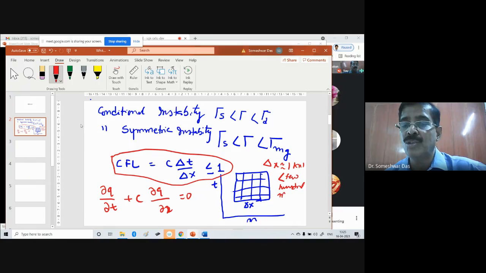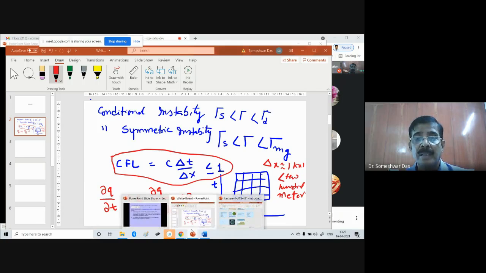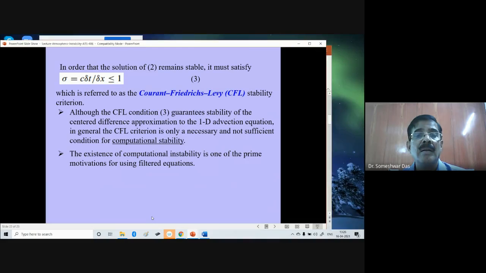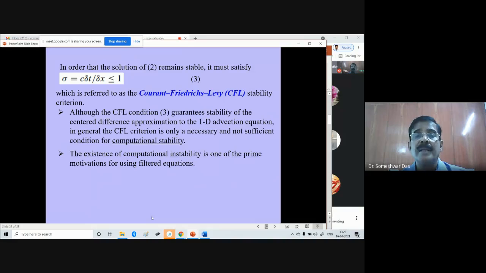If you are trying to solve turbulent motion, in such situations the magnitude of delta t is in terms of seconds. So you have to integrate the model equations with a second by second time step. That's how you have to integrate the model. So the CFL condition has to be satisfied.